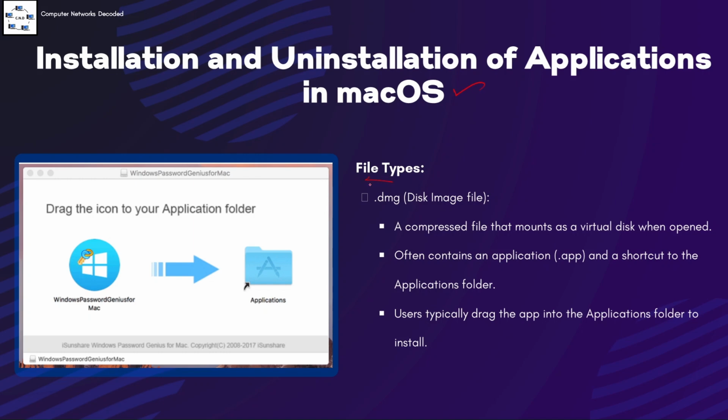So we have different file types. First one is the .dmg or disk image file. So this is a compressed file that mounts as a virtual disk when opened, and it often contains an application.app and a shortcut to the Applications folder, and users typically drag the application into the Applications folder to install it. So this is how you install it. You drag the application into the Applications folder for installation.